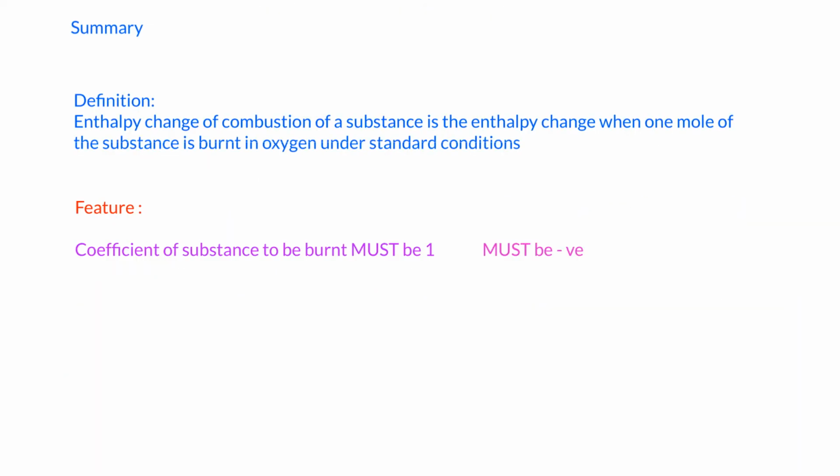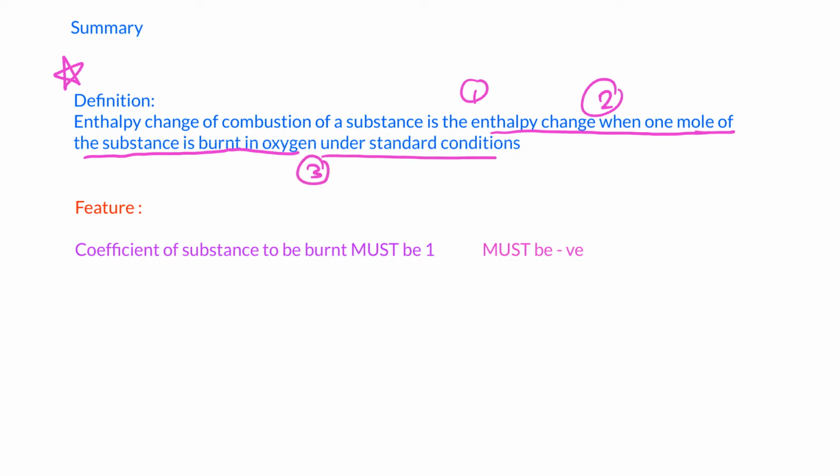Get it? So summary, you have to remember the definition of the standard enthalpy change of combustion. Remember the definition is made up of 3 parts: enthalpy change when 1 mole of substance is burned in oxygen, and under standard condition. You have to add the word standard in front of it, so therefore we echo the third statement. On the definition, bear in mind, we'll have 1 mark on this.